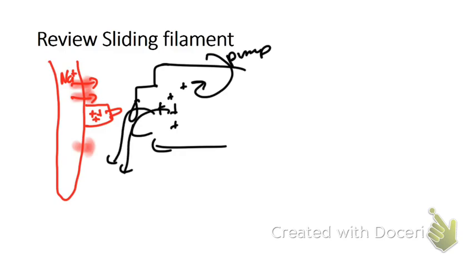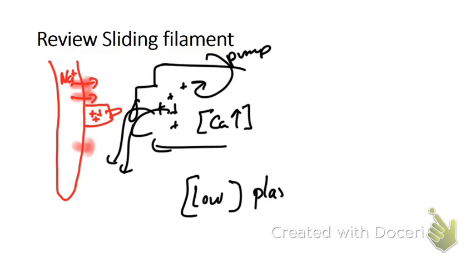Right, it's in a high concentration inside the SR. It's going to be in low concentration inside the sarcoplasm. Why? Because of the pump, right? It's been spending ATP to concentrate it and make sure that it's low in the sarcoplasm. So as soon as we unplug it, it can diffuse out, and calcium is going to come, and it's going to find its binding site on troponin.